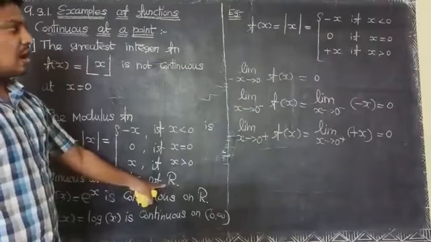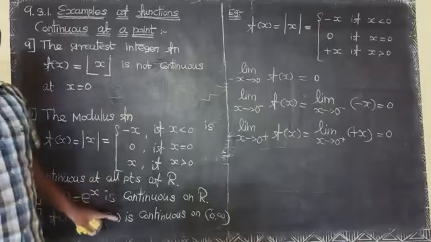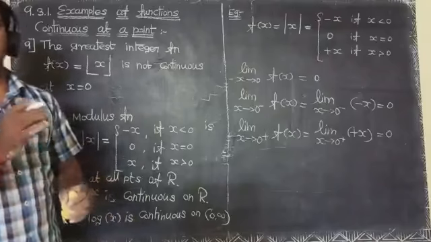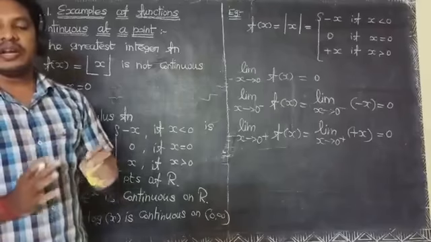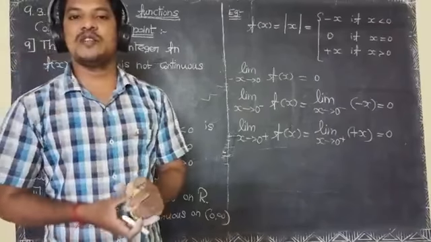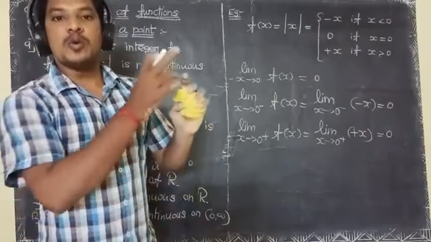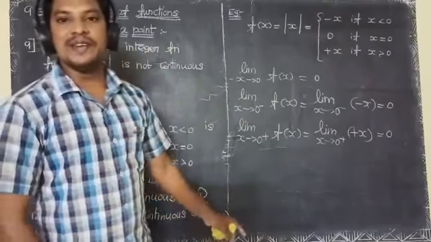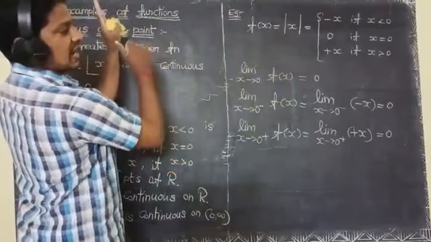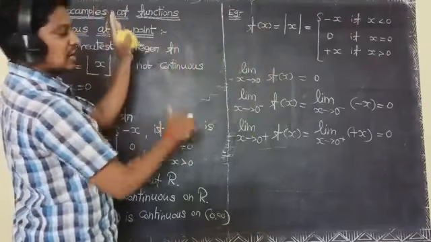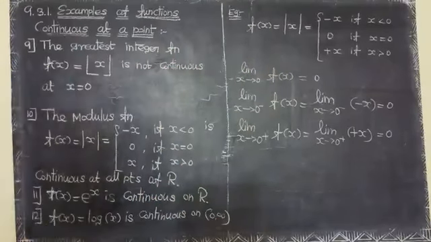Next, the 11th one: f of x is e power x, which is continuous at every point. The logarithmic function is only defined for positive values, therefore the logarithmic function is continuous on the open interval 0 to infinity, that is positive values only. Okay, thank you.